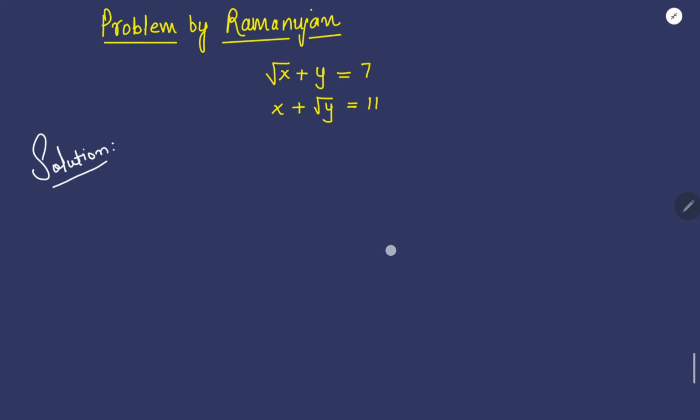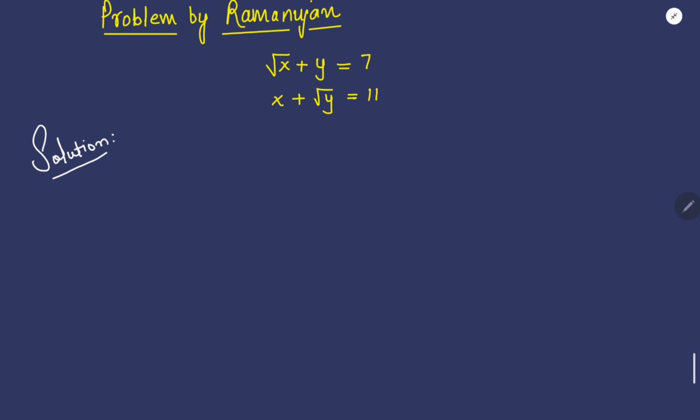This is a problem given by Ramanujan, or solved by Ramanujan, that when we have these two equations, suppose I say this is equation number 1 and this is equation number 2, how to find the value of x and y. We know when we have any two equations for two variables, we can find the value of x and y. But here you can see that we have square root on x, and in the second equation we have square root on y. So how should we proceed in this case?